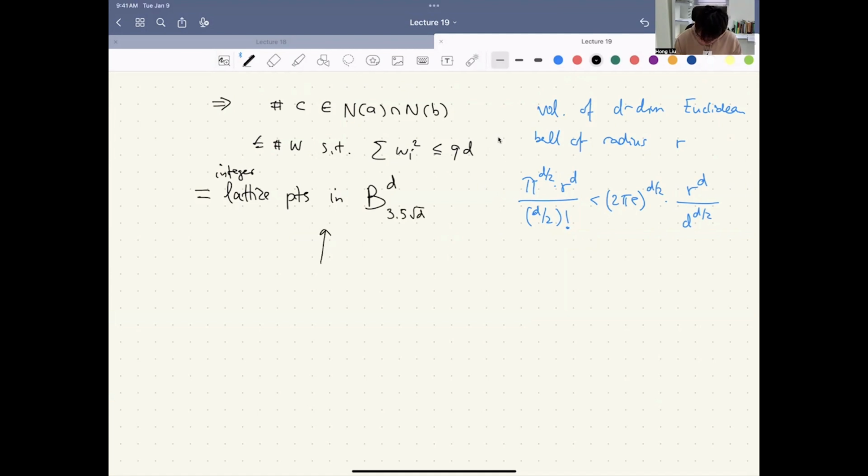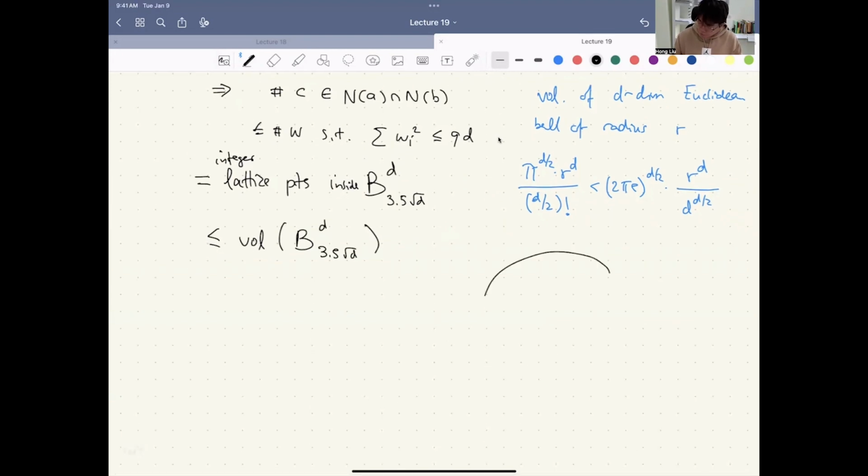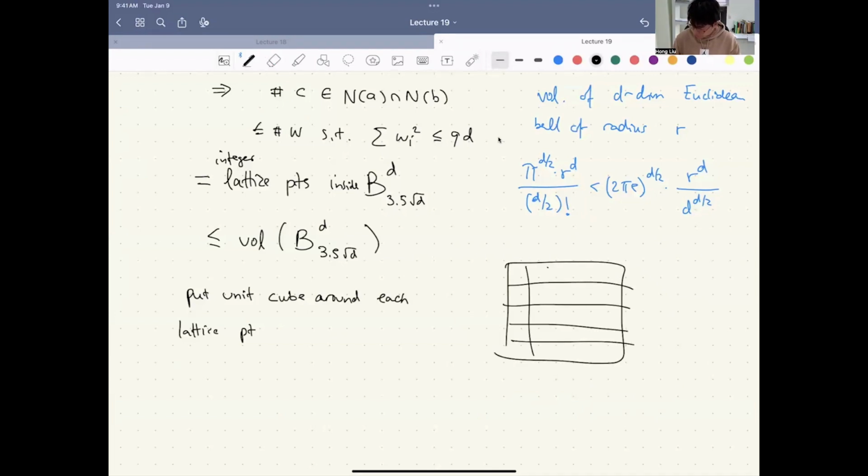And why is that true? Now we can use at most the volume of this guy. This is because we have our ball. What you're going to do is put a unit cube around each lattice point. So let me draw, for example, like this. Centered at the lattice points, you draw a unit cube. Use unit cubes to tile this space.